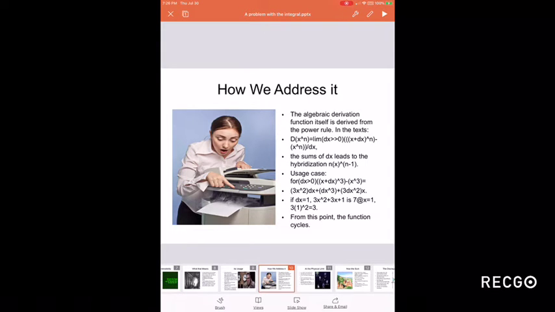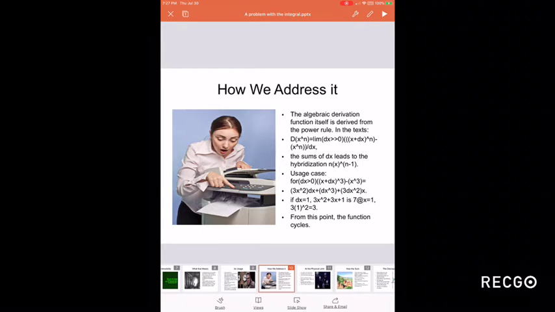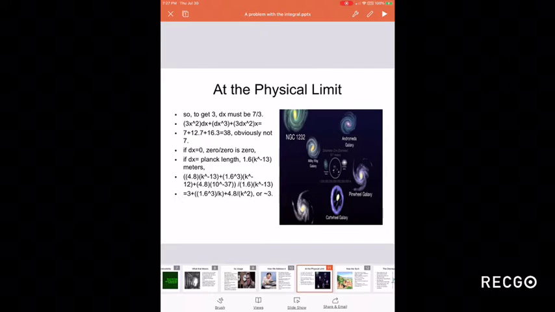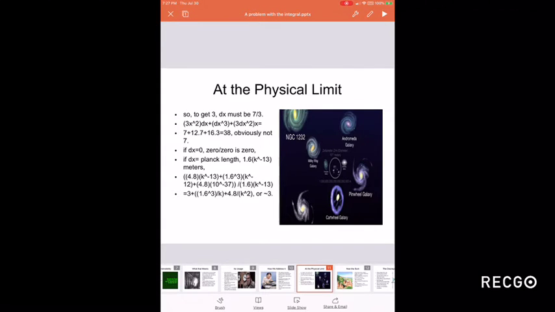Usage case. The derivative of x cubed provides these cubic residuals, which when given value produce this. If dx equals 1, 3x squared plus 3x plus 1 is 7 at x equals 1. 3 times 1 squared equals 3. From this point, the function cycles. So to get 3, dx must be 7/3. 3x squared dx given and these other residuals produce 38. Obviously not 7. If dx equals 0, 0 over 0 is 0.